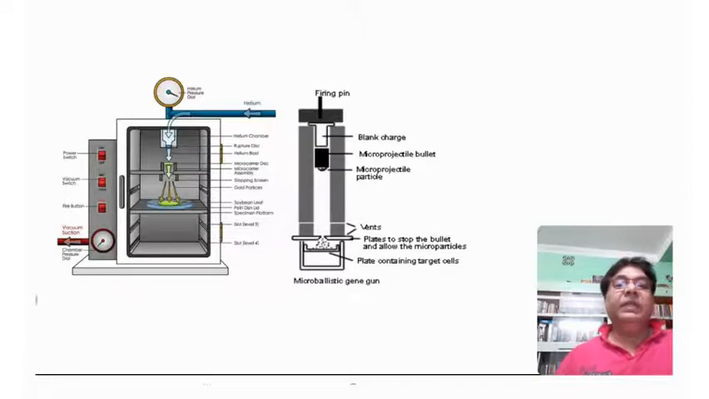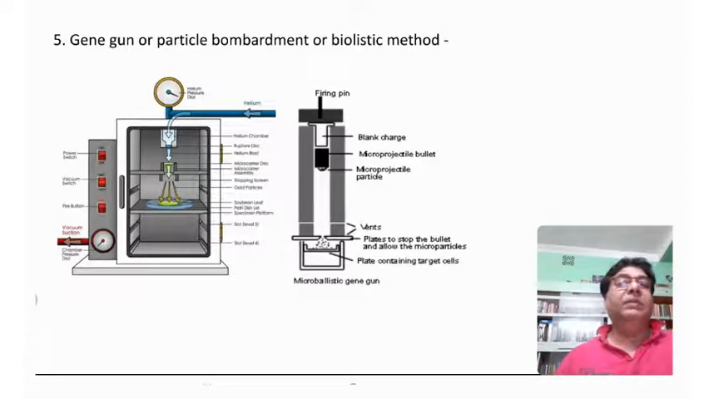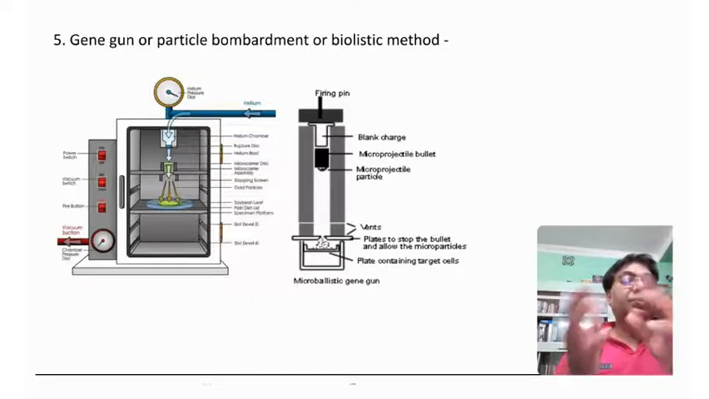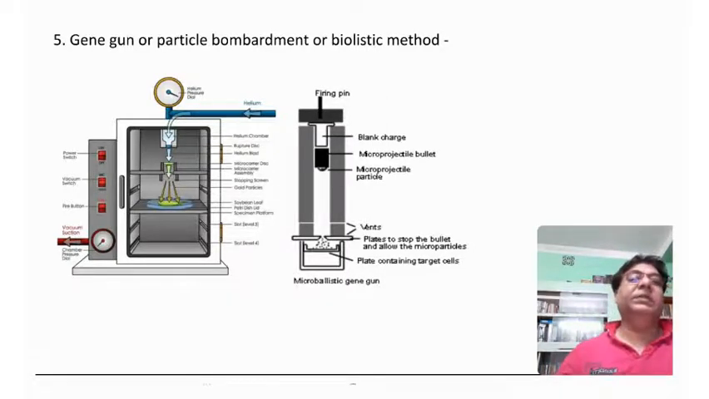And the last one is the gene gun, or you can call it particle bombardment or the biolistic method. This is an instrument with a gun-like structure. There is a barrel within which there is a microprojectile bullet, and just in front of that, there are some microprojectile particles. Those are micro size, 0.6 micrometer, gold particles or tungsten particles, coated with your gene of interest or DNA of interest. And when you charge this with a firing pin, what happens?